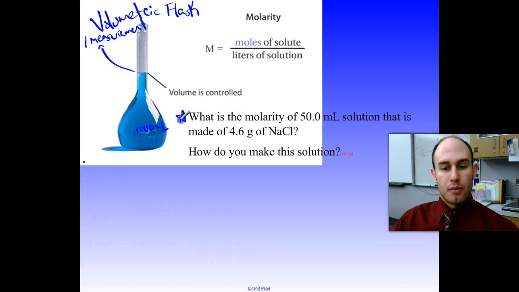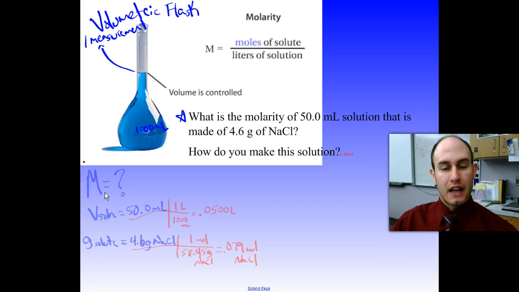So our problem is, what is the molarity of a 50 milliliter solution that is made of 4.6 grams of sodium chloride? We're going to attack this problem by identifying our givens and unknowns. So I'm given 50 mL of a 4.6 gram solution of NaCl.